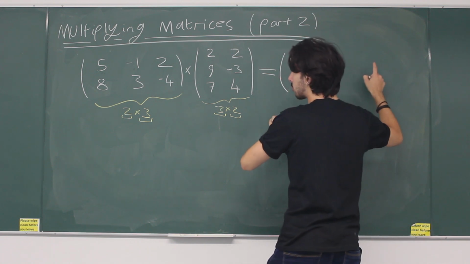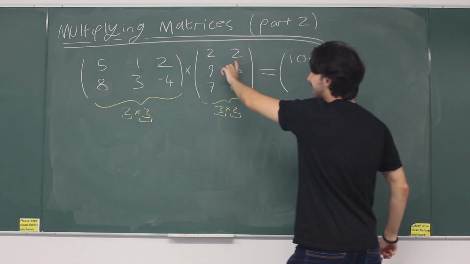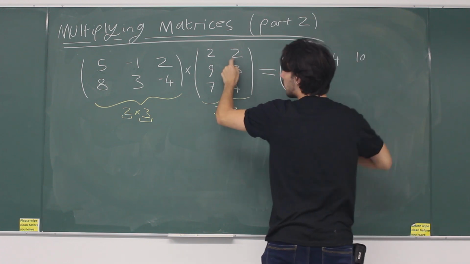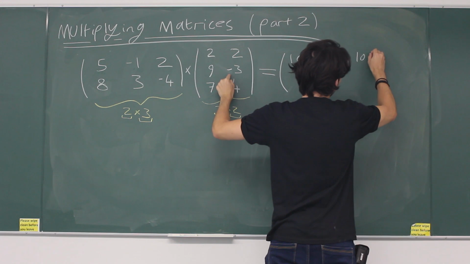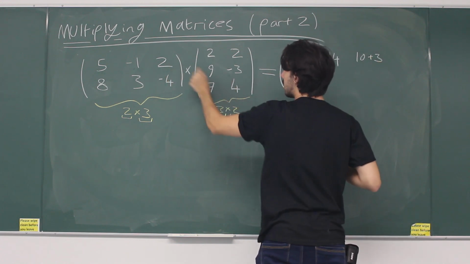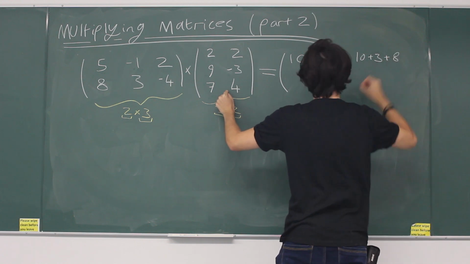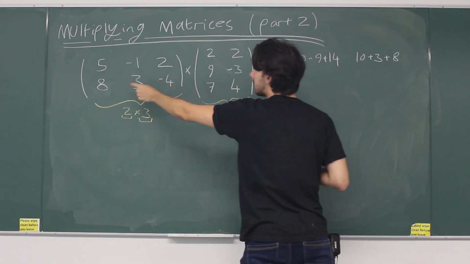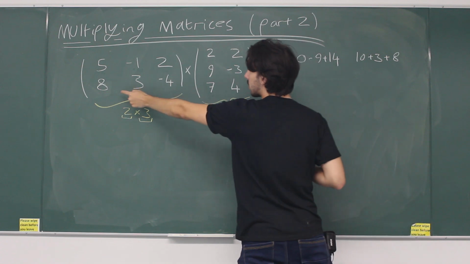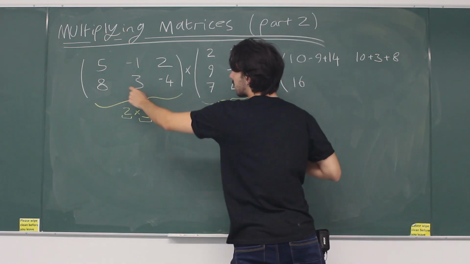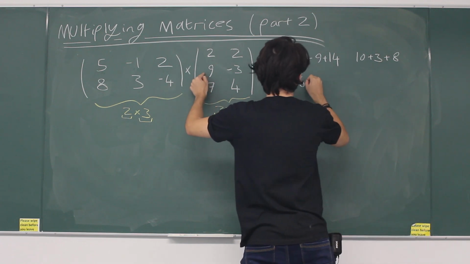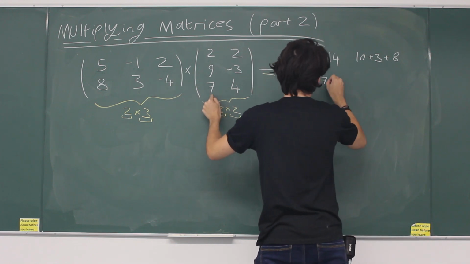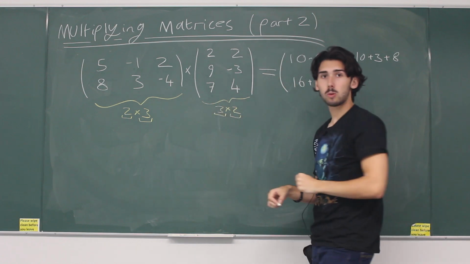All right, top right entry is going to be the first row by the second column. So again, we're going to have a 5 times 2, which is 10. We're going to have a minus 1 times minus 3, which is plus 3. We're going to have a 2 times 4, which is 8. So that's the top right entry. Then bottom left, we're going to do 8 times 2, because this is the second row times the first column. So 8 times 2, that's 16, plus 3 times 9, which is 27, plus minus 4 times 7, which is minus 28. Okay, we're almost there.